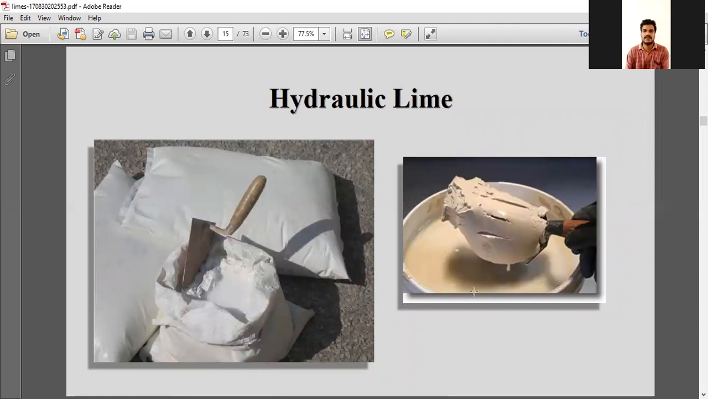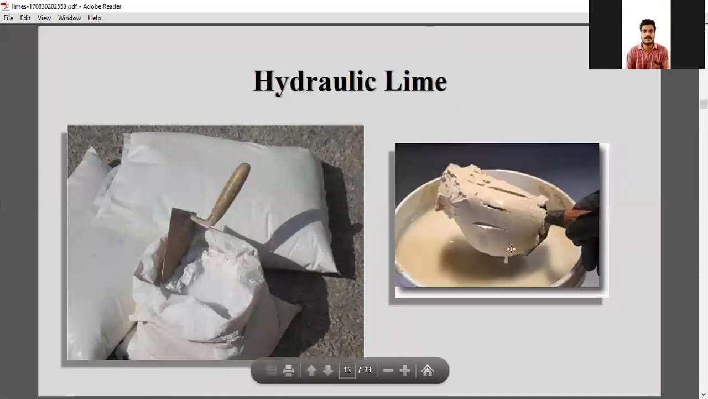In this picture, you can see lime being used as paste in the construction of walls.